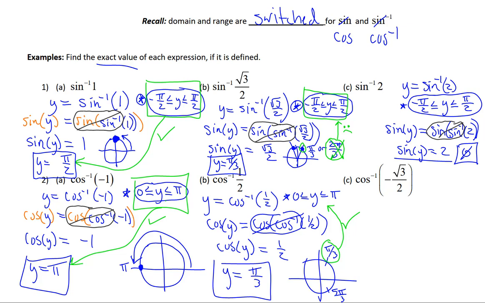And thirdly, for another cosine inverse example, we're starting here, for example, 2c with cosine inverse of negative root 3 over 2. So same process we're going to follow here. It may start to get a little routine. That's a good thing. We're going to say y equals our expression. So y equals the cosine inverse of negative root 3 over 2.